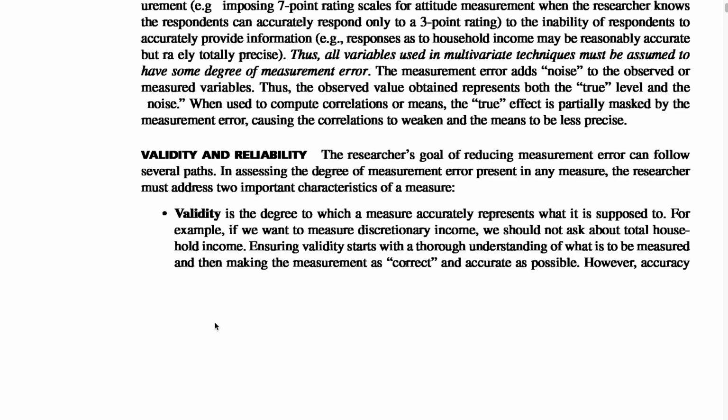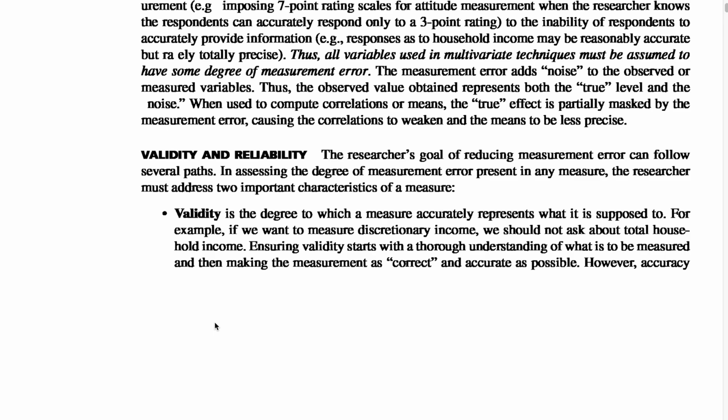Validity and reliability. The researcher's goals of reducing measurement error can follow several paths. In assessing the degree of measurement error present in many measures, the researcher must address two important characteristics of measurement. First, validity. What is this? This is the degree to which a measurement accurately represents what it is supposed to.